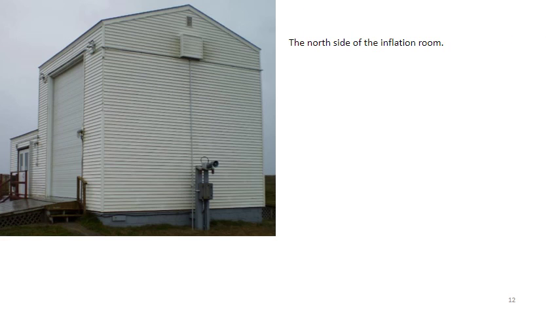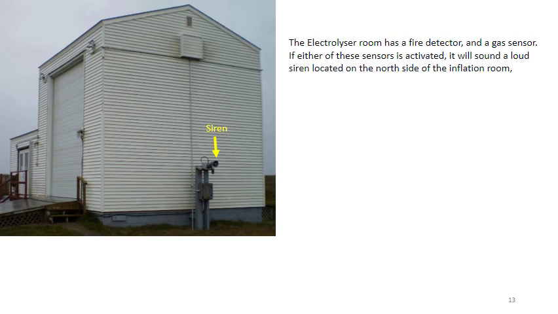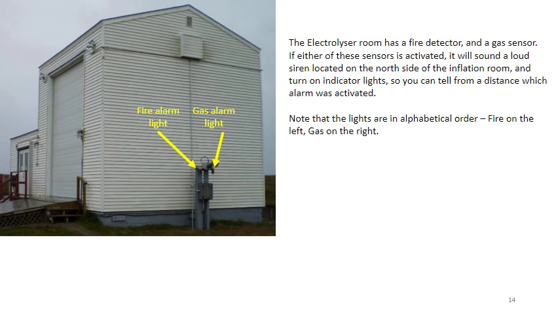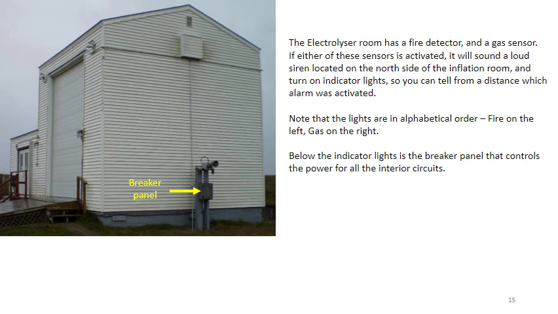The north side of the inflation room. The electrolyzer room has a fire detector and a gas sensor. If either of these sensors is activated, it will sound a loud siren located on the north side of the inflation room, and turn on indicator lights so you can tell from a distance which alarm was activated. Note that the lights are in alphabetical order. Fire on the left, gas on the right. Below the indicator lights is the breaker panel that controls the power for all the interior circuits.